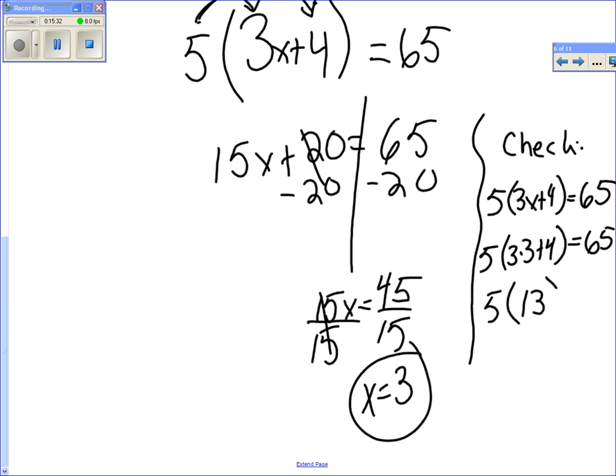Okay, I'm going to keep going. Is equal to 65. Oh, I'm sorry. I'm good. Okay, and then 5 times 13, yes, is 65, which equals 65. Okay, sorry, just a little bit of a brain freeze. Okay, so that's how we would go ahead and translate, solve, and check.